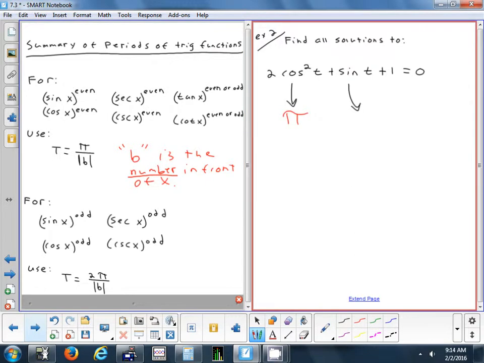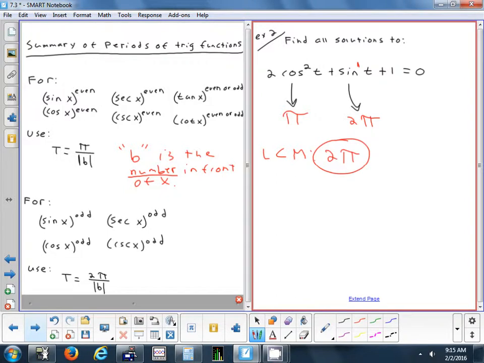Now, this says sine t. If there's no power, what do you assume the power is all the time? 1. This is sine to the first power, if you want to write it in, but we normally don't do that. Is that an odd or an even number? Odd. Sine to an odd, we use the formula 2 pi over b. It's the one we always used to use. So what's the period of sine? 2 pi. And now what's the LCM of pi and 2 pi? 2 pi.